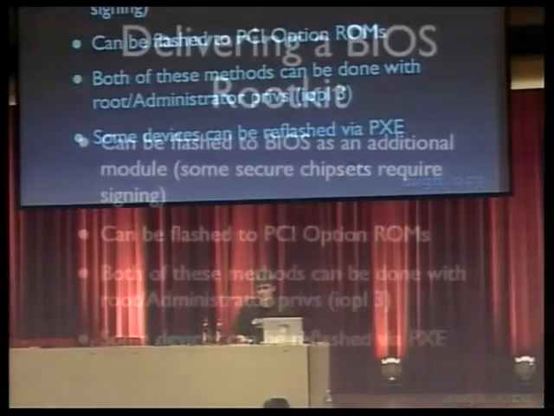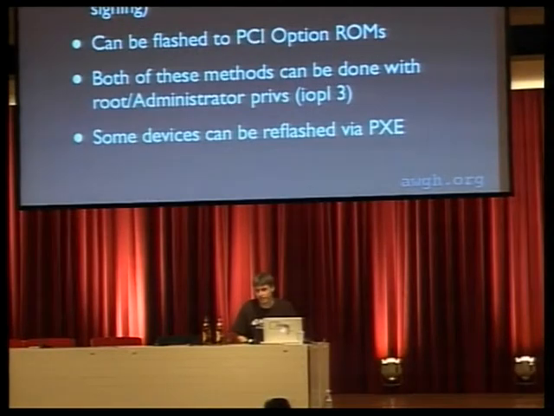But they can also be flashed to PCI option ROMs. So not all PCI cards have these. Usually you'll find them in high-end network cards or high-end video cards. But every PCI card can have a flash chip or a ROM chip that contains executable code. They can contain up to 8 PCI option ROMs, they're called.